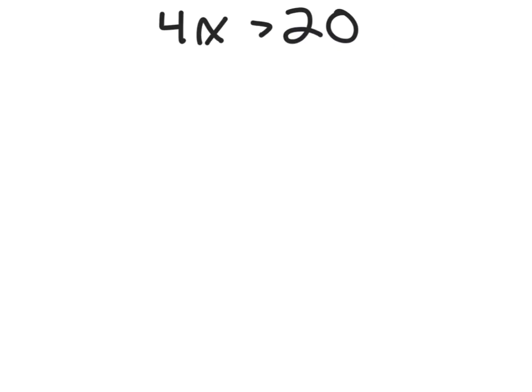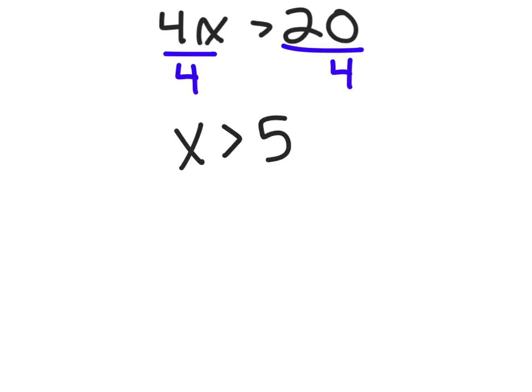Our next example, 4x is greater than 20. We know that 4 and x are being multiplied because they are right next to each other. So the opposite of multiplying by 4 would be to divide by 4. We do the same thing to both sides. On the left, we're left with x. We have our greater than symbol. And 20 divided by 4 leaves us with 5.